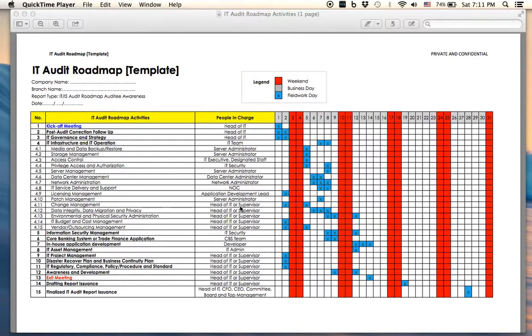Okay, so the change management will engage the IT head or supervisor on a particular area. Sometimes you start concurrently. You start at 2 and 5. Okay, you may take 2 man-days. And the next is data integrity, data migration, and privacy.